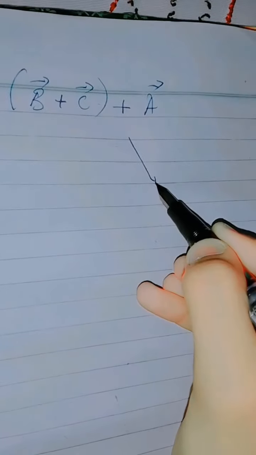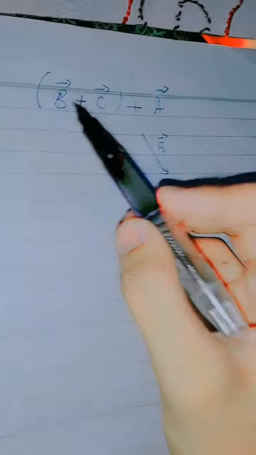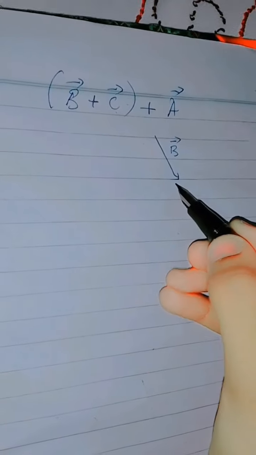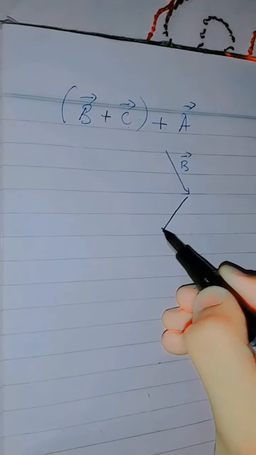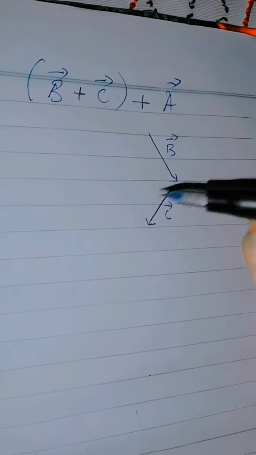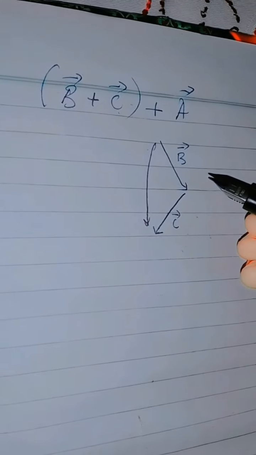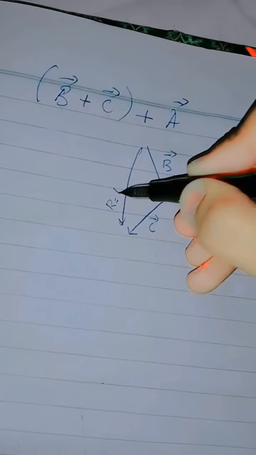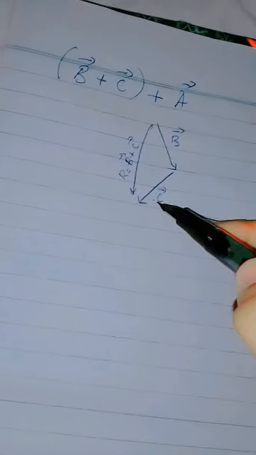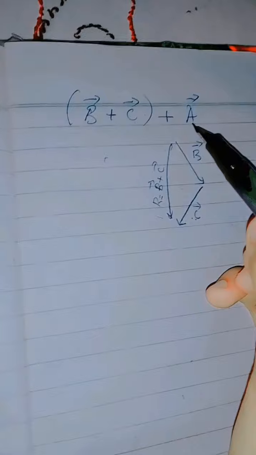This is vector B. Now the tail of the second vector will be joined on the head of the first vector. So it will be vector C. In the result of this, we can say the resultant vector is equal to vector B plus vector C, because we are adding vector B plus C. Now after getting the result of vector B plus C, we will add vector A.